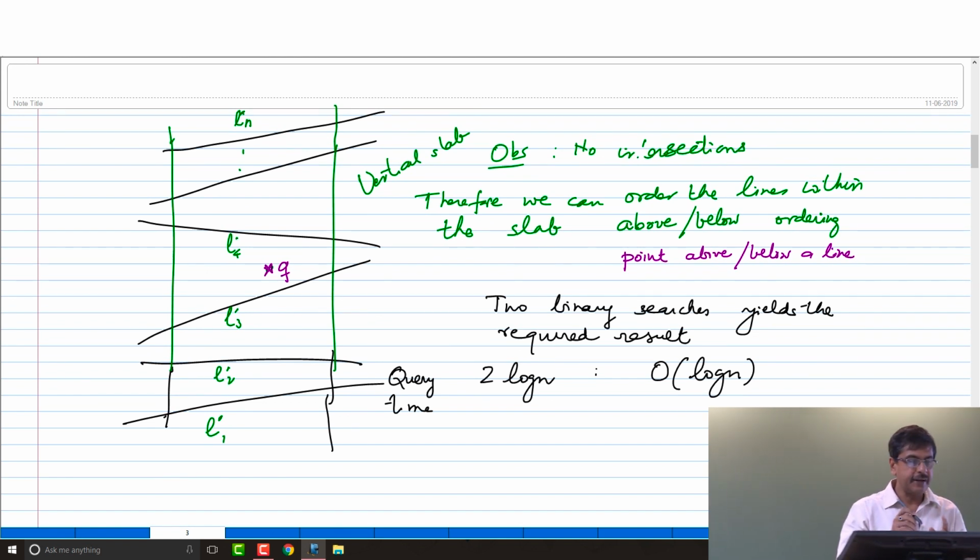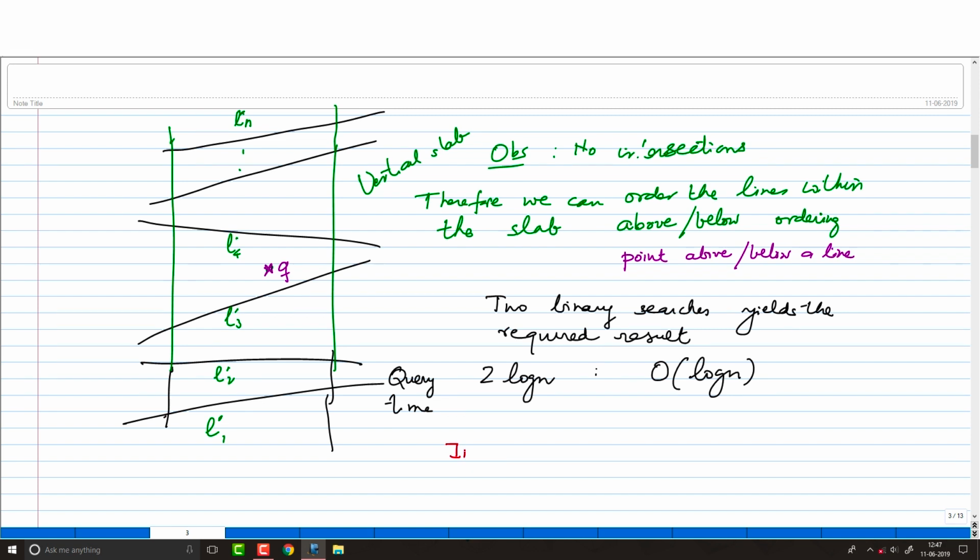So let me just write it down, perhaps. In two dimensions, the search data structure has size n square.